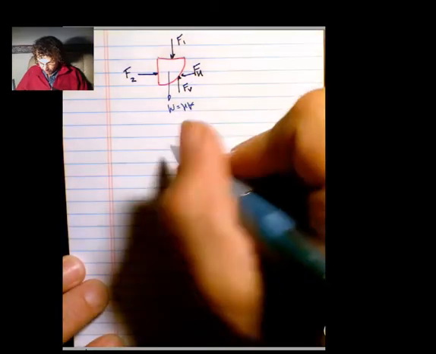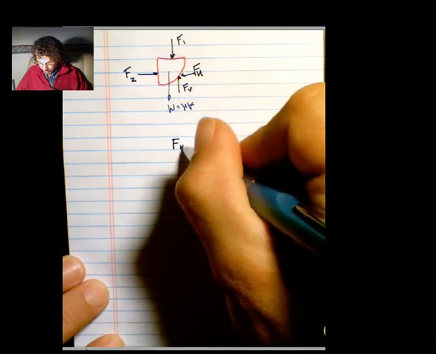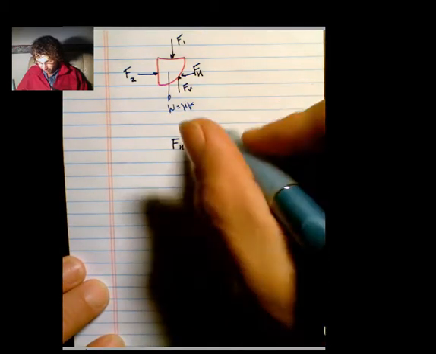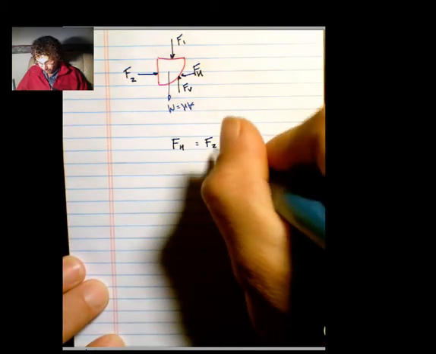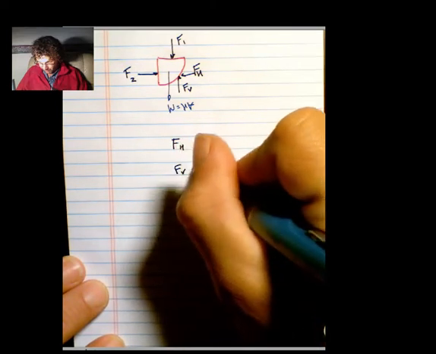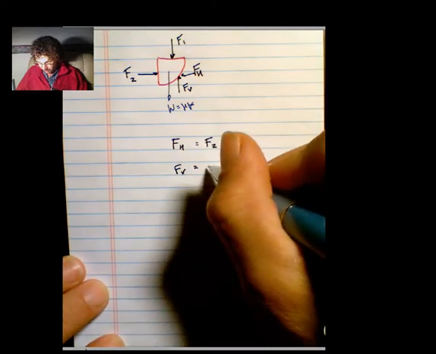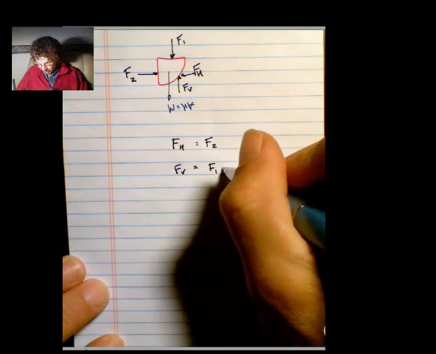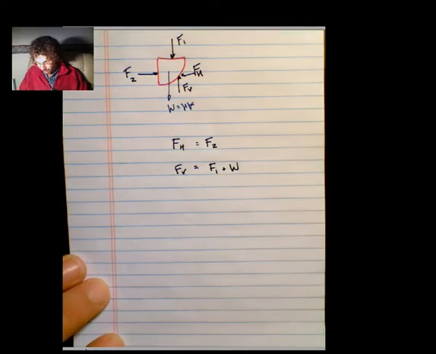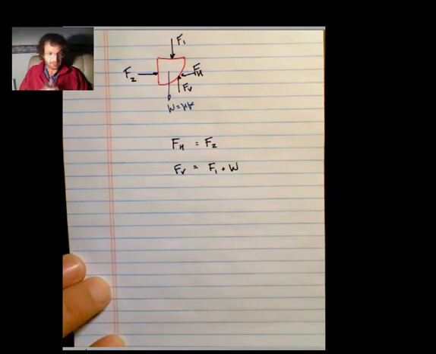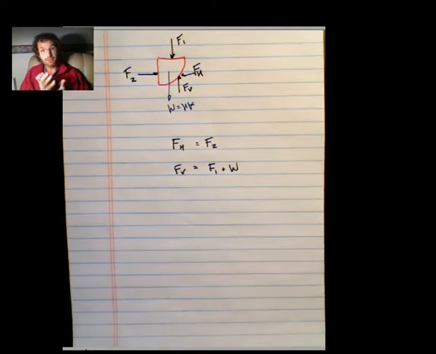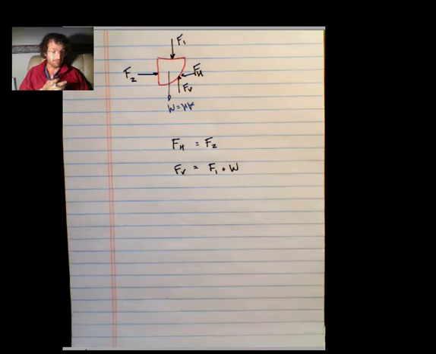And so FH, the net horizontal force on the curved part, is equal to F2. And FV, the net vertical force, is equal to F1 plus W. And in some sense, that's the answer.